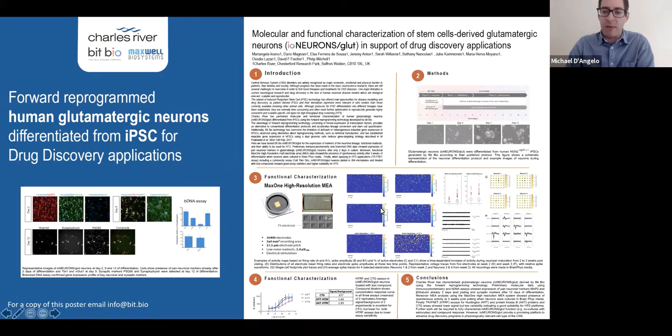And so both at 2 weeks and then increasing at 3 weeks in culture, the firing rate, percentage of active electrodes, and the spike amplitude all increase. And also they have validated these for high throughput assays in 384 well plates. And so if you're interested, please email us and we can give you a copy of this poster.